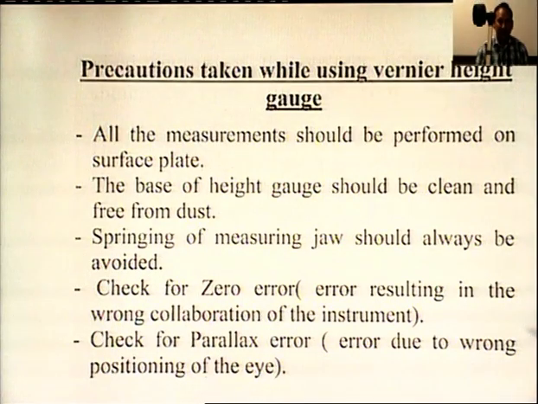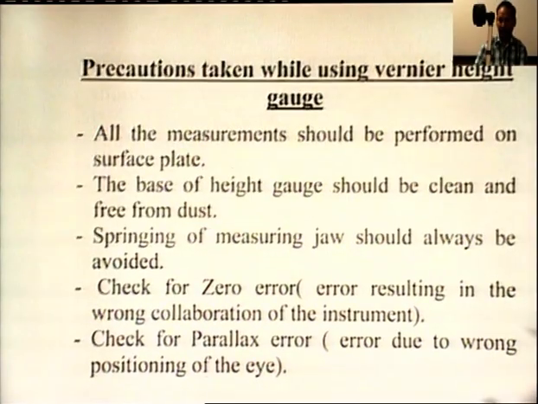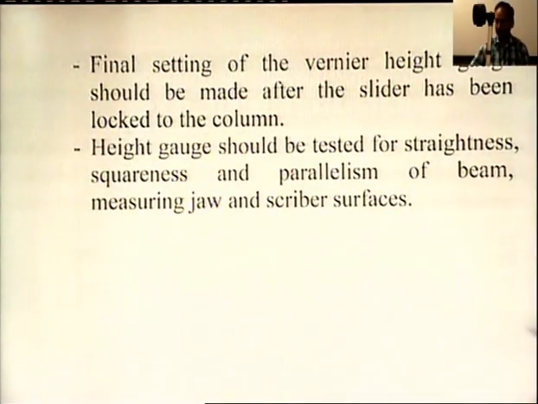Zero error, that is error resulting in the wrong calibration of the instruments. Check for parallax errors, that is due to the wrong positioning of the eye. So, final setting of the vernier height gauge should be made after the slider has been locked to the column. Height gauge should be tested for straightness, squareness and parallelism of beam, measuring jaws and scriber surfaces.